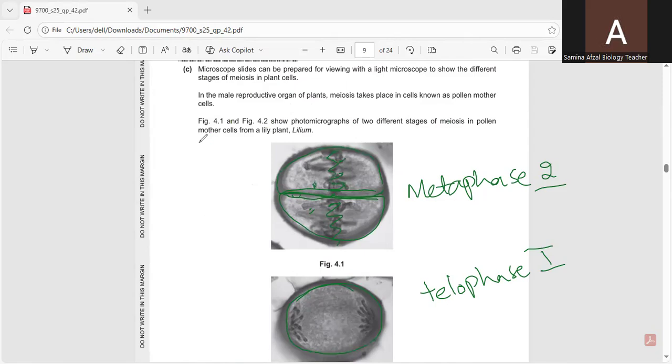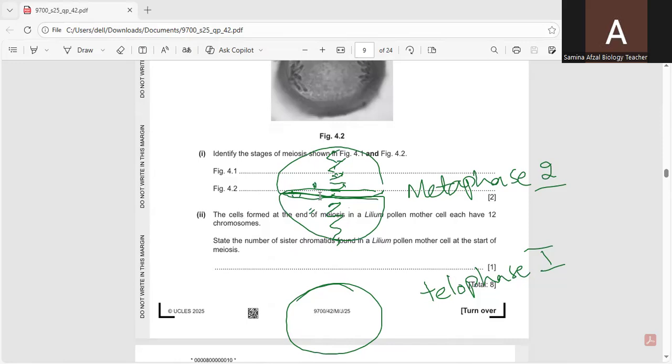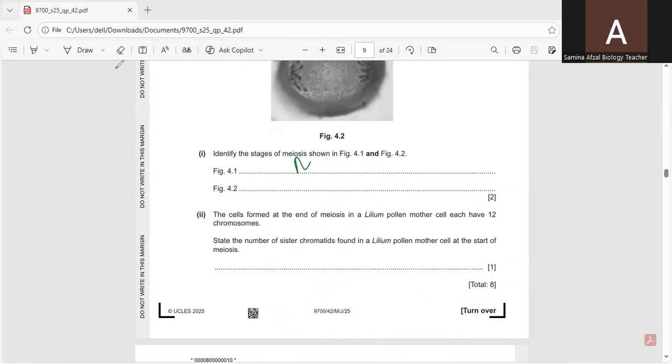So moving towards the space where we have to write the answer. I would like to write over here: metaphase 2 and telophase 1. This is telophase.